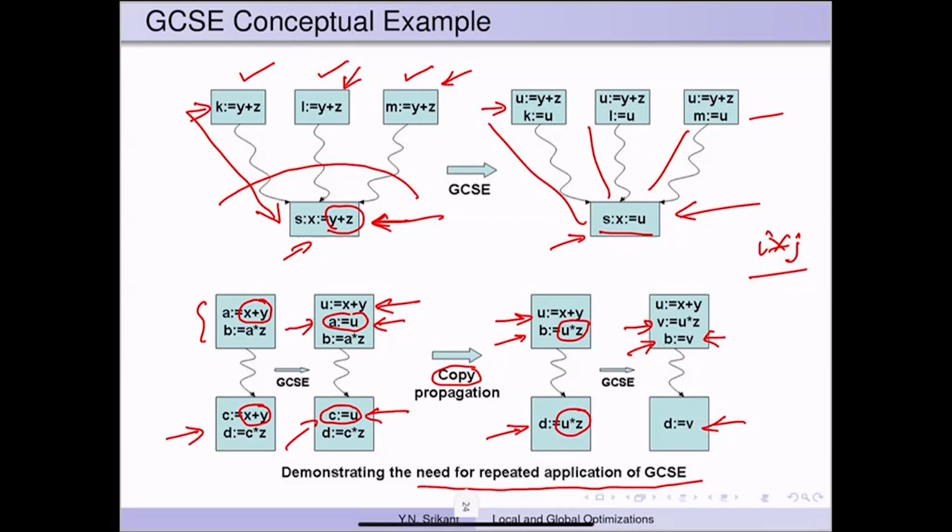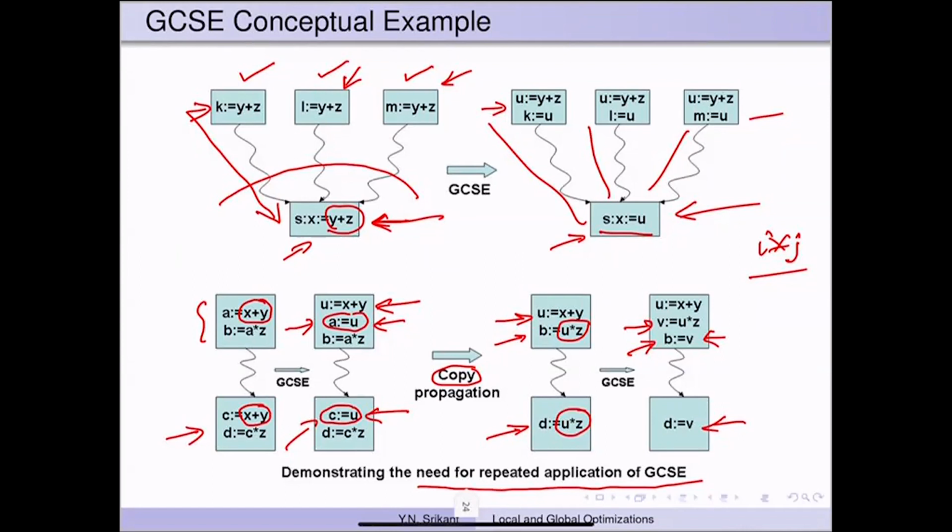No, actually, in the later part, we are using d, that is u into z. So, can we use d equal to b instead of introducing the new variable v? New variables are not a problem because we do a copy propagation afterwards.